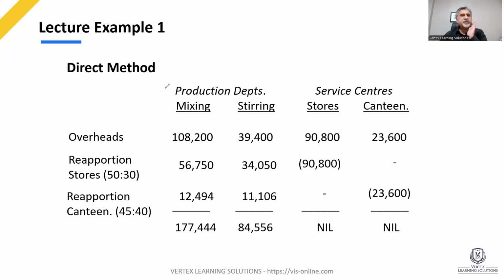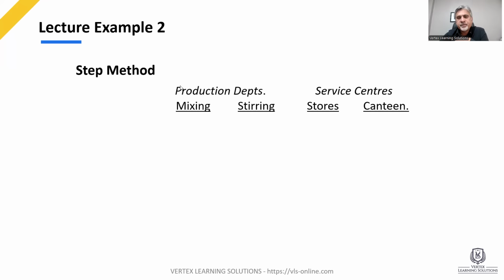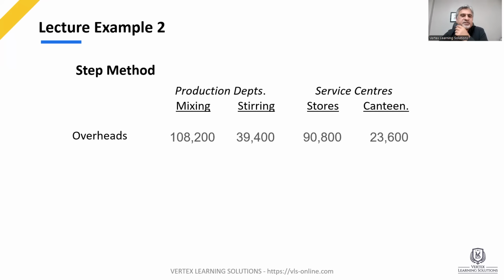This is the direct method. It was relatively easy. The other one is called the step method, which again is easy. Step method will assume that one of the service departments will charge cost to the other, like canteen will transfer cost to stores, but stores will not transfer back to canteen. So one will give, another will not. So we take the same data, mixing, stirring, service, stores and canteen, and the same numbers, which is 262,000 in total, 108, 39, 90, and 23. And then we say, what is the ratio?